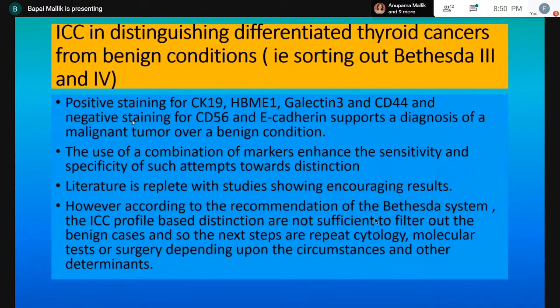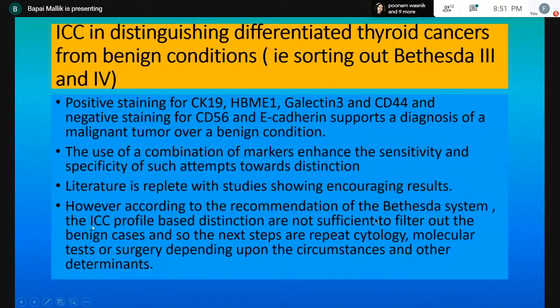Now, they have different kinds of sensitivities and specificities, but it has also been shown that if you use a combination of markers, it enhances the sensitivity and specificity. So, for example, if you're trying to use either CK19 alone or HBME alone or galectin-3 alone, if you combine them together and then look at your data, you will find a higher degree of sensitivity and specificity. And the literature is replete with studies with encouraging results. We have seen that. However, this is a very important thing, and that's why we have to go to the next group of ancillary techniques.